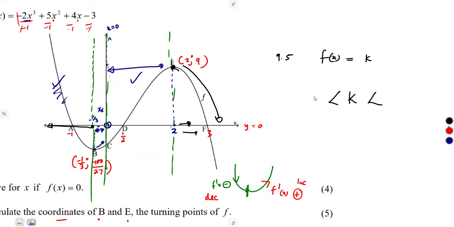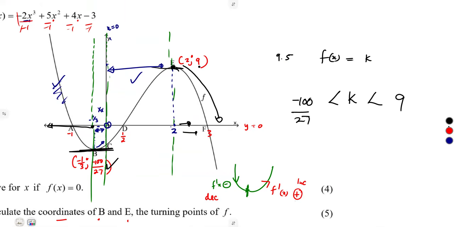All right, at the turning points, the y value at the minimum, it's minus 100 over 27. But less than the y value at the maximum turning point, which is 9. That is how we answer this. We are done. But in our case, they are not asking for f of x, guys.